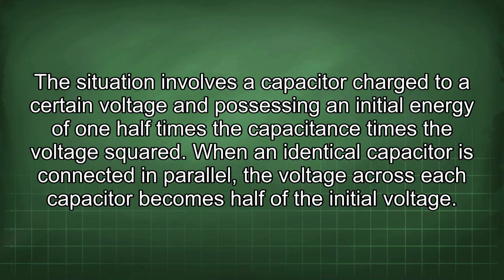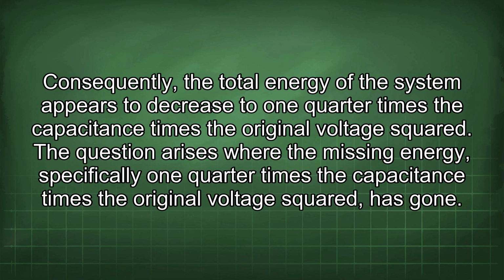The situation involves a capacitor charged to a certain voltage and possessing an initial energy of 1/2 times the capacitance times the voltage squared. When an identical capacitor is connected in parallel, the voltage across each capacitor becomes half of the initial voltage. Consequently, the total energy of the system appears to decrease to 1/4 times the capacitance times the original voltage squared. The question arises: where has the missing energy, specifically 1/4 times the capacitance times the original voltage squared, gone?